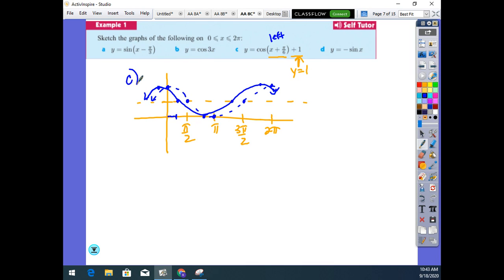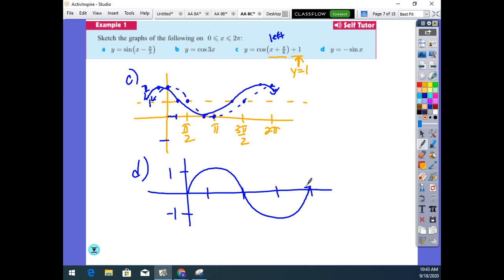And letter D is the easiest one. Letter D is just a reflection. So where sine, and it's always important to label your axes, 1, 2. So sine normally looks like this. And remember, a negative reflects it over the x-axis. So instead of going up to 1, you go down to -1, and it's just a reflection. That's it.